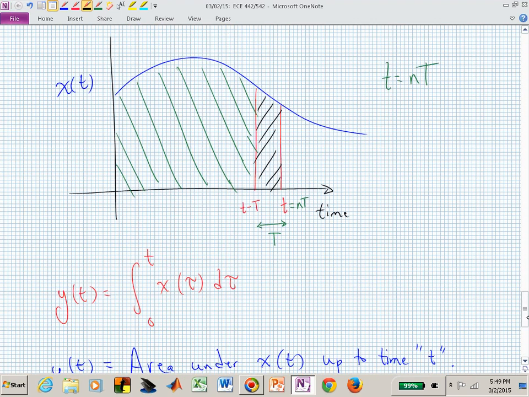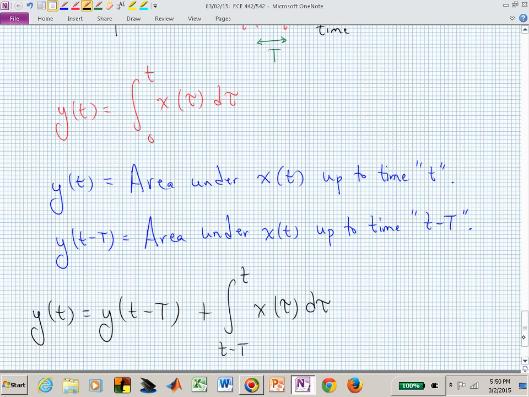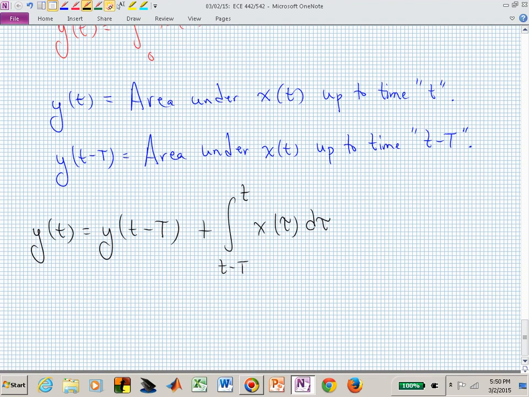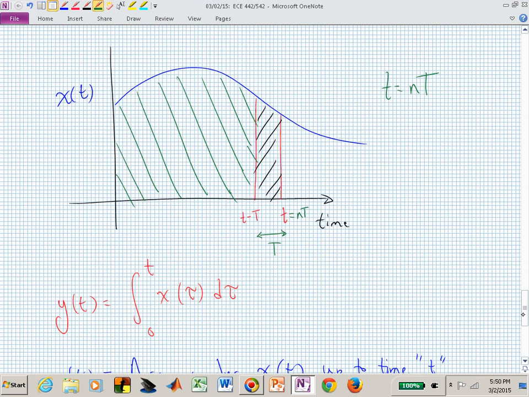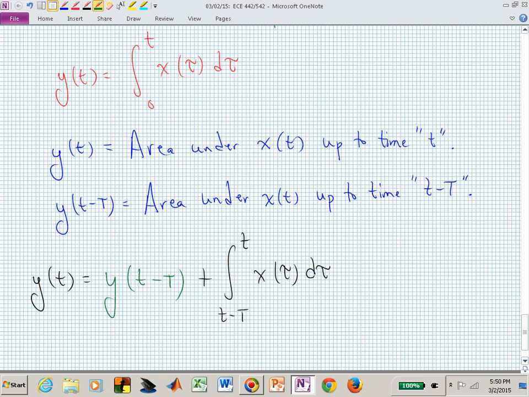That should be consistent with our picture. We have maybe the green shaded area, that's little y of t minus capital T. Maybe I should have done it this way, huh? Color code it. Then I have this other piece, or this other area, which is the area under that little sliver, defined by the integral from little t minus capital T to little t of x of tau d tau.